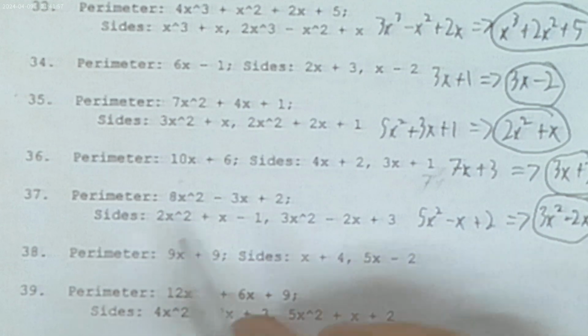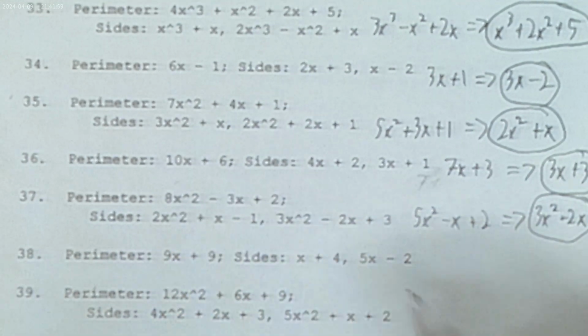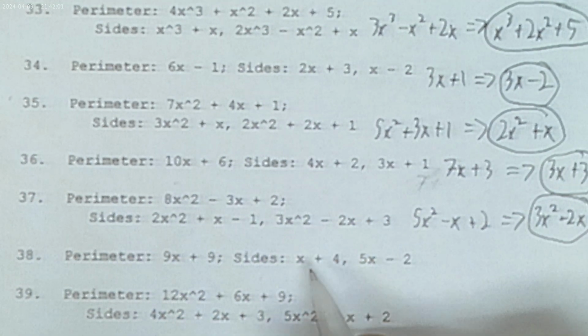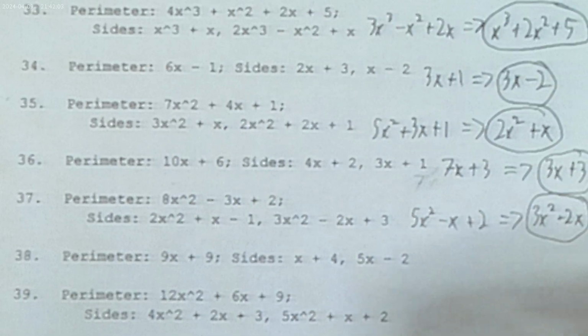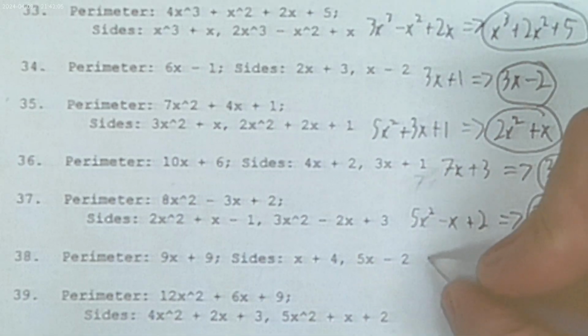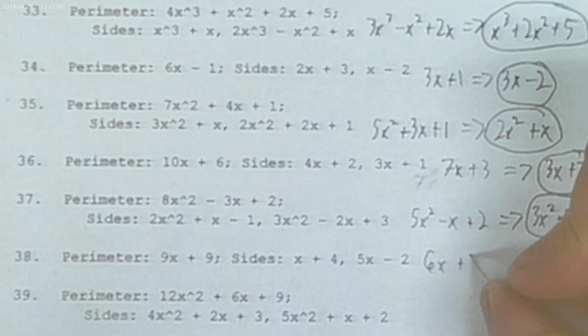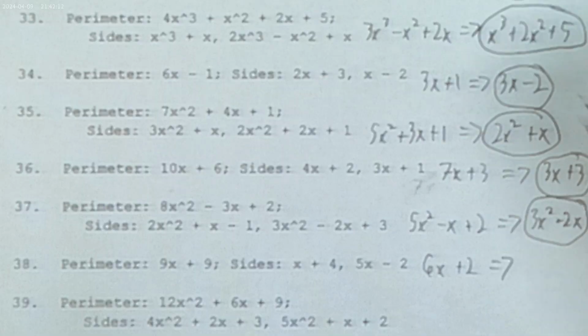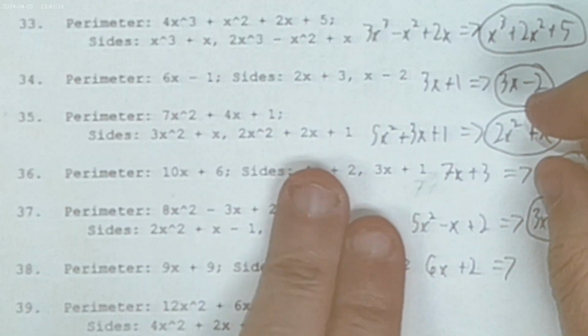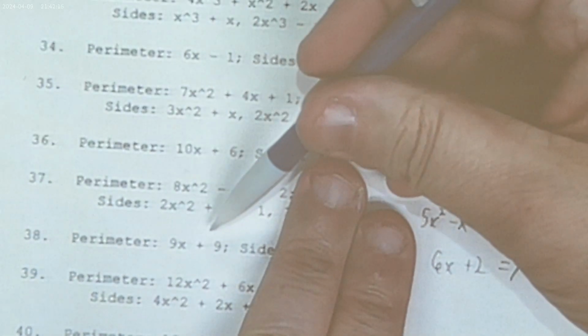All right. Perimeter is 9x plus 9, whatever. I've got the sides of x plus 4 and 5x minus 2. Add them together. That gives me 6x, and then plus 4 minus 2, plus 2. I need to get a perimeter of 9x plus 9.